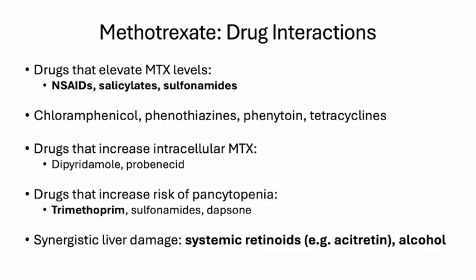Lastly, let's discuss important drug interactions with methotrexate. There are several drugs that can elevate methotrexate blood levels, including NSAIDs, salicylates, sulfonamides, phenytoin, and tetracyclines. Dipyridamole and probenecid increase intracellular accumulation of methotrexate. Trimethoprim, sulfonamides, and dapsone inhibit the folate metabolic pathway and markedly increase the risk of pancytopenia when used with methotrexate. Finally, systemic retinoids and alcohol can cause synergistic liver damage when combined with methotrexate. So it's really important to review a patient's full medication list and history before prescribing methotrexate and to educate patients about potential interactions.